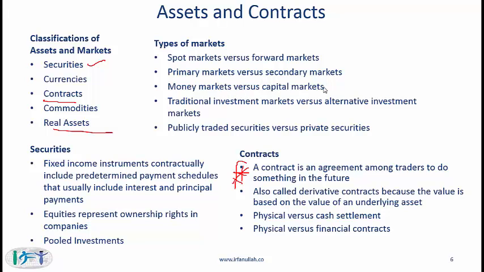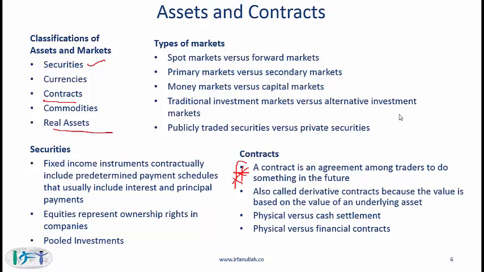Primary markets versus secondary markets. In primary markets, the issuer of a security is raising money. In the secondary market, the securities are trading between investors. Money markets versus capital markets. Money markets are markets for debt securities with maturity of less than 1 year. Capital markets refers to longer term securities such as longer term bonds and stocks.